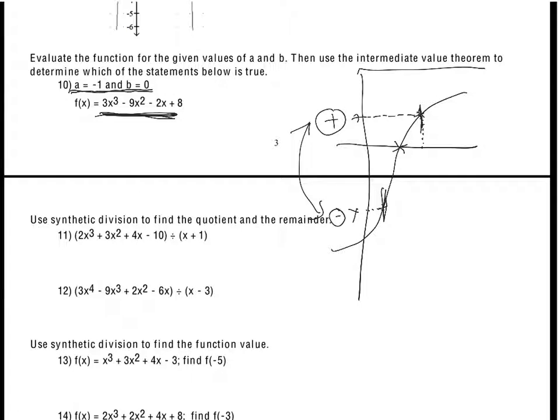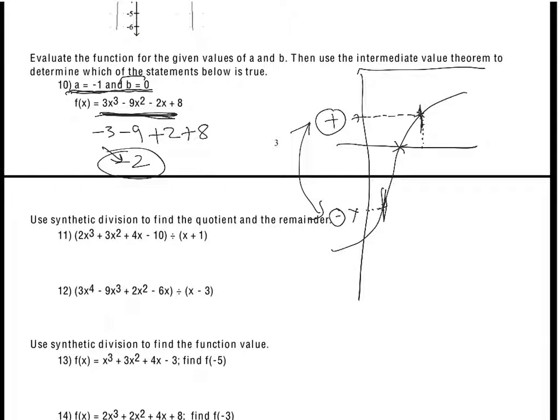So if I put -1 into here, -1 cubed is -1, times 3 is -3. Minus 9, well, -1 squared is +1, so times -9, that's -9. Minus 2 times -1 is +2, plus 8. What's that, -12? I think that's -2. Okay, so it's negative when I put a -1 in.